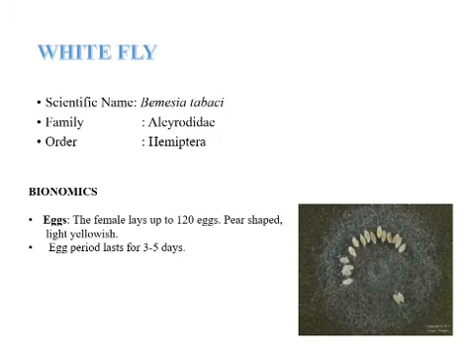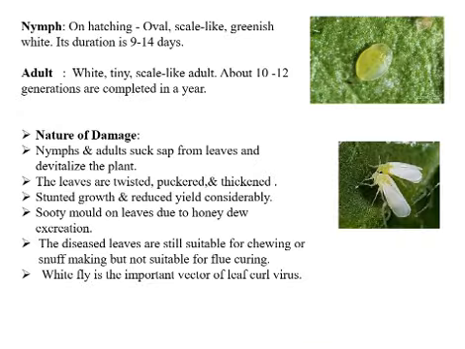Whitefly, Bemisia tabaci, Aleyrodidae, Hemipteran order. The whitefly lays up to 120 eggs. These are the whitefly eggs, which are pear-shaped and lightish yellow in color, and last for 3 to 5 days. The whitefly nymph is oval and scale-like, greenish white in color, and its duration is 9 to 14 days. The adult is white in color and very tiny, and about 10 to 12 generations are completed in a year.